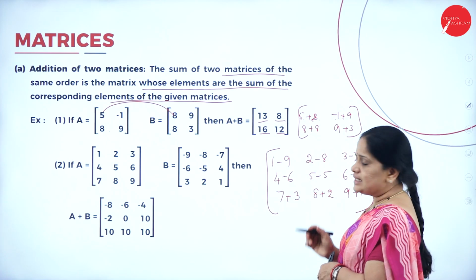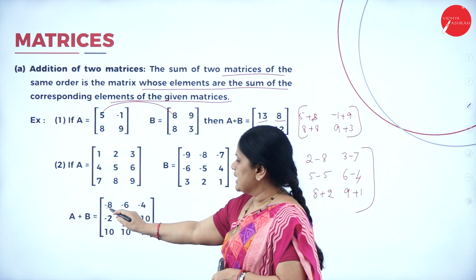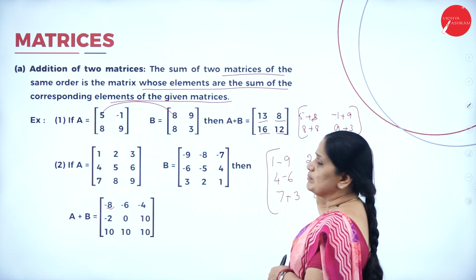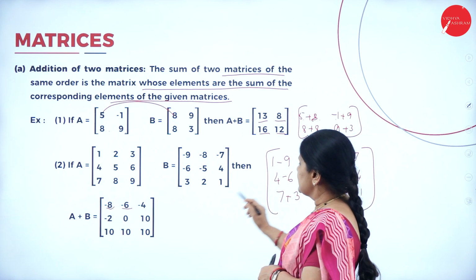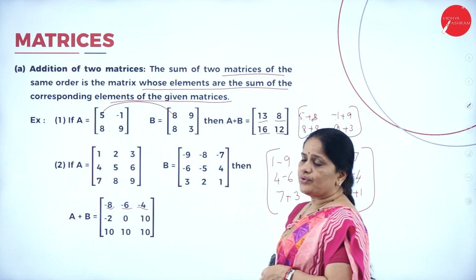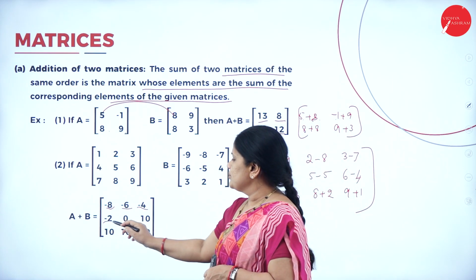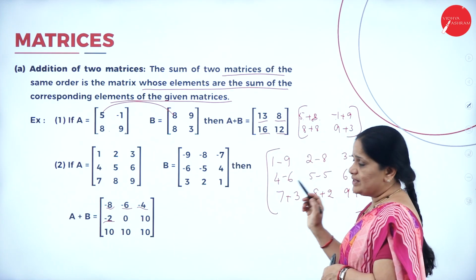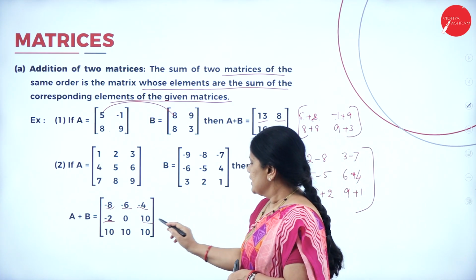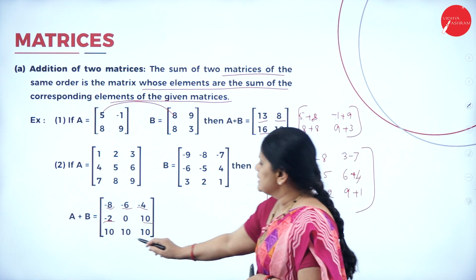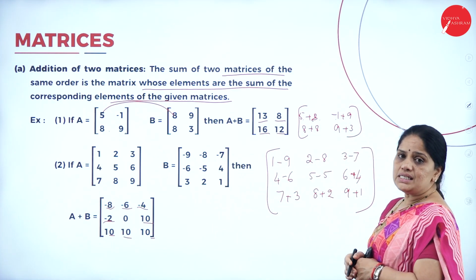So, if we can see the matrix here, 1 minus 9 is minus 8, then 2 minus 8 is minus 6, 3 minus 7 is minus 4. Now, 4 minus 6 is minus 2, 5 minus 5 is 0, 6 plus 4 is 10, then 7 plus 3 is 10, 8 plus 2 is 10, 9 plus 1 is 10.